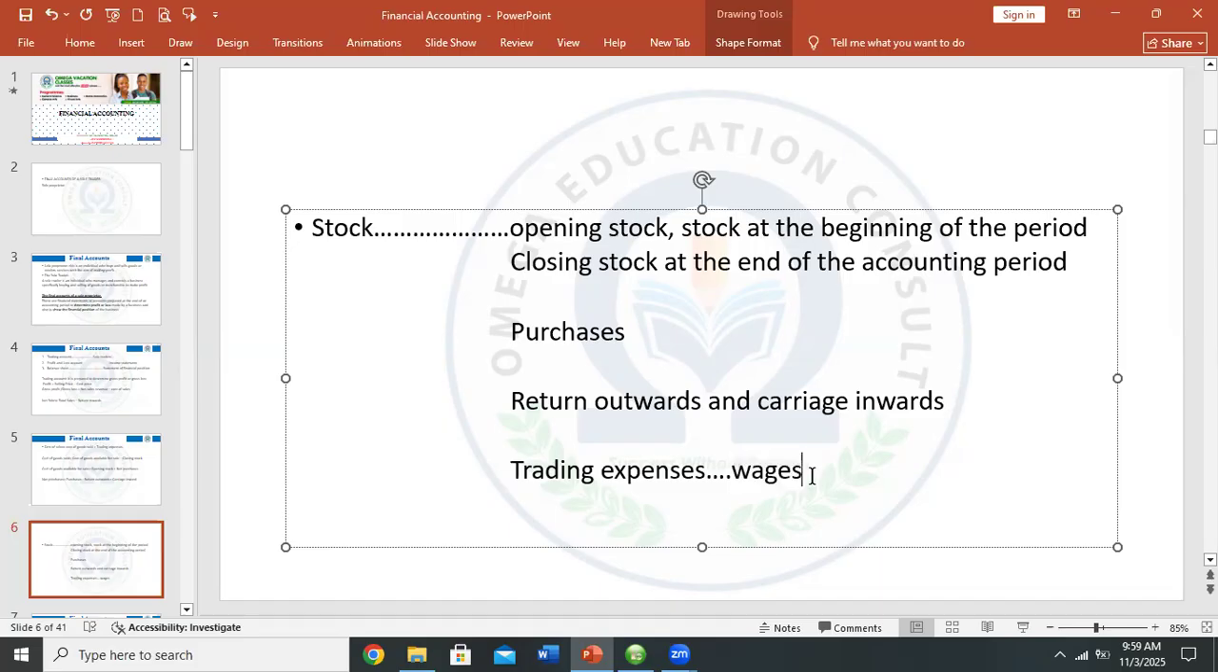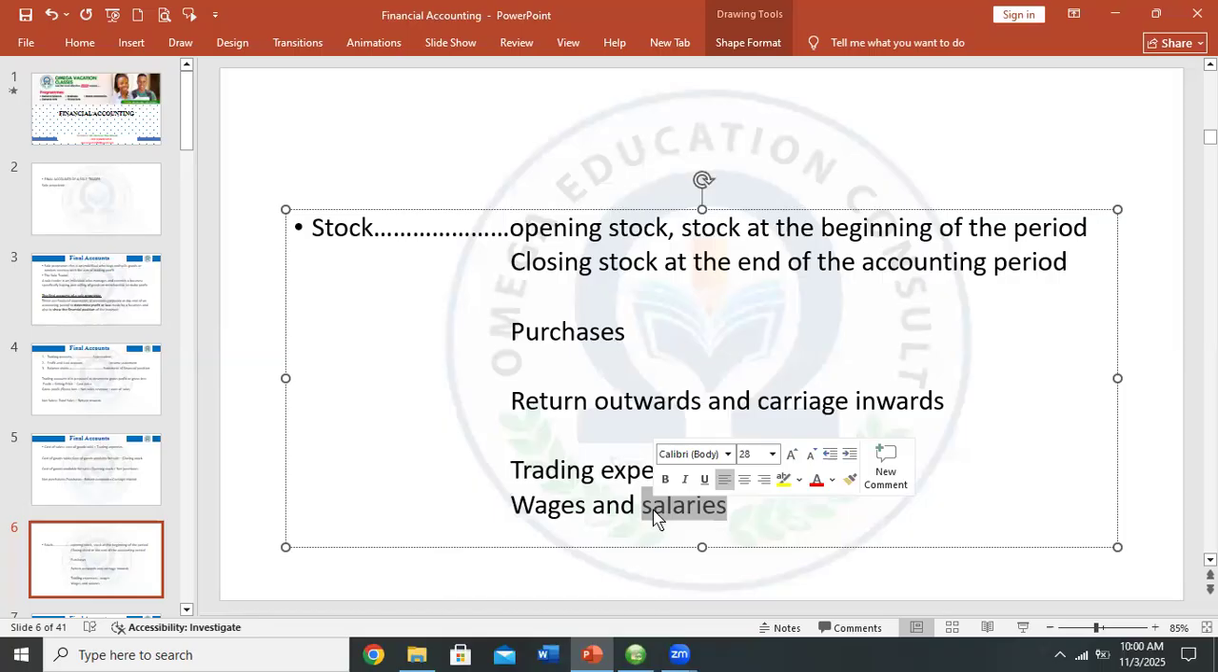Some examiners may confuse you and do something like this: wages and salaries. Salaries would not be considered a trading expense simply because it is not direct, right? Even though it's in there, you cannot directly trace it to the trading activity alone. Because you see, you pay salaries regardless of whether the person does the work or not. But wages are based on the work the person does.